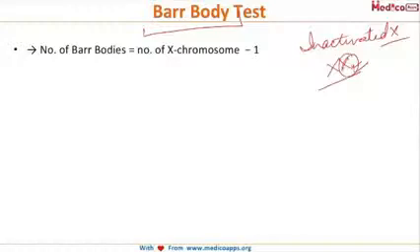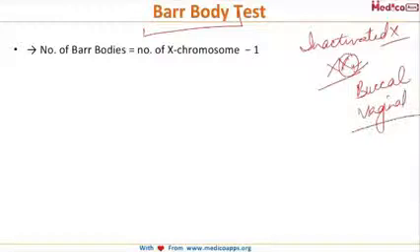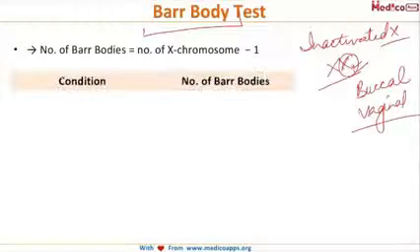And this inactivated X chromosome is seen as Barr body in the buccal smear, or in female if you take a vaginal smear, you can see this Barr bodies. So as I told you, it is the inactivated X chromosome. So the number of Barr body in any individual will be the total number of X chromosome minus 1. So if two X chromosomes are present, one will be inactivated. Or you can understand this other way around, that if you are able to see in any buccal smear one Barr body, that means that individual had two X chromosomes. And if you are not able to see any Barr body, that means the individual had one X chromosome.